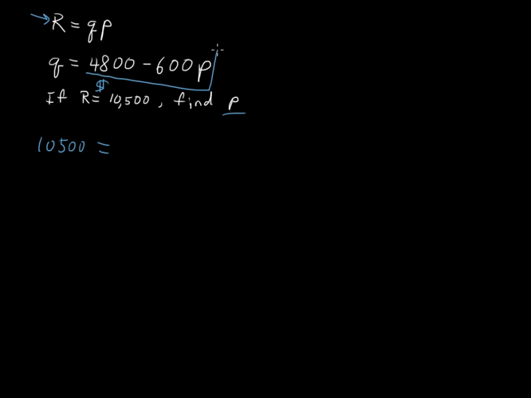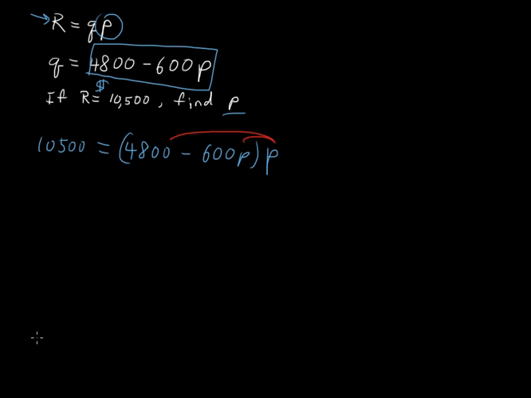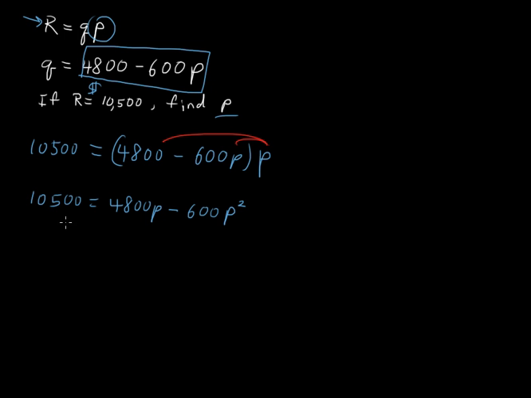Well, instead of writing Q, I'm going to write this entire expression for Q. That is 4,800 minus 600P, and that is being multiplied by this P, so I have to put another P there. Okay, now we have an equation. Let's start solving it. So we have to distribute that P, and we get the equation 10,500 equals 4,800P minus 600P squared.